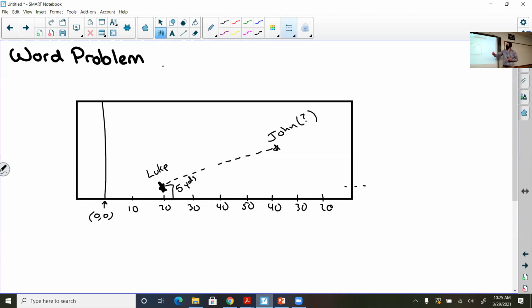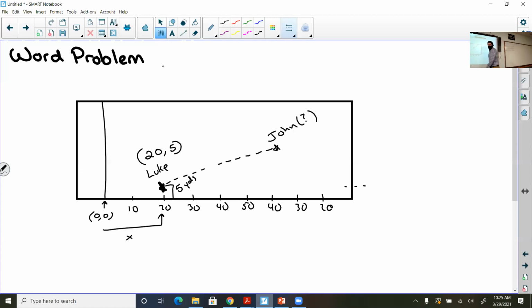Now from here, I can assign coordinate points to each player. Now we have Luke. He is 20 yards away from the end zone and 5 yards up. So my X value will be 20 and my Y value will be 5. So Luke's coordinate point is at 20, 5.